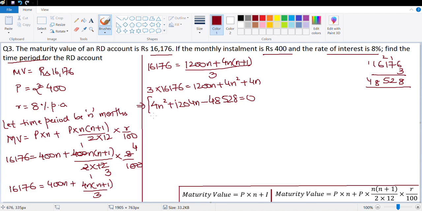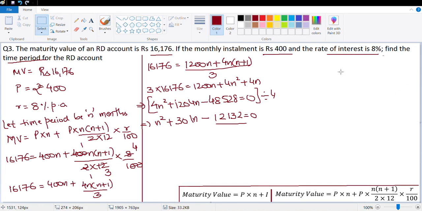Let's divide both sides by 4. Yes, this is divisible, which means n square plus 301n minus 12,132 is equal to 0. Now I need to find factors of 12,132, the sum of which would be equal to plus 301. So for doing that, I would need to do the prime factorization of 12,132.